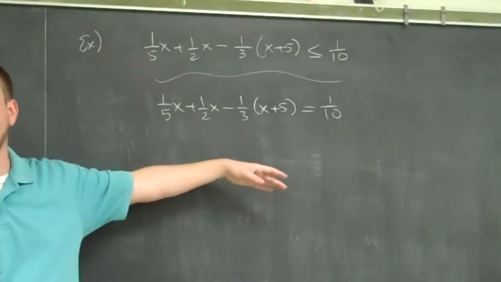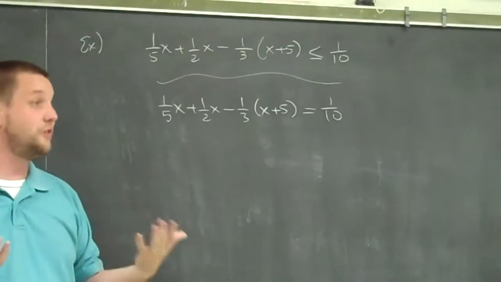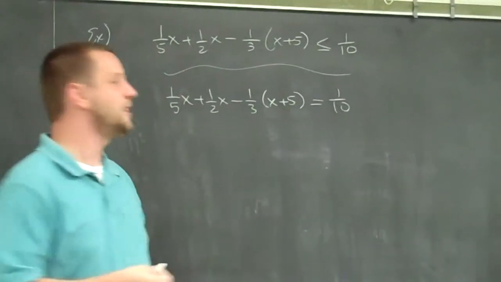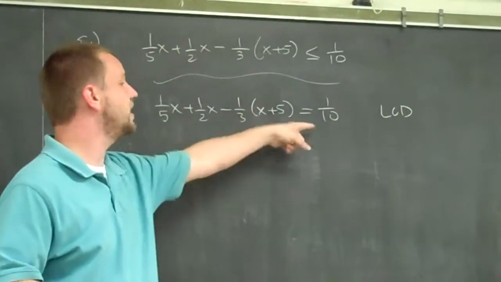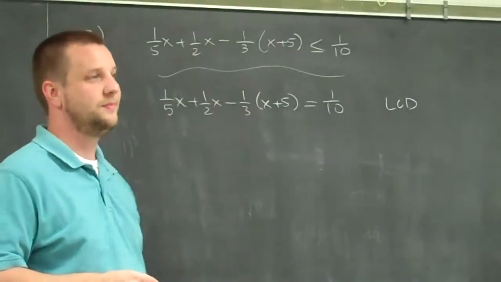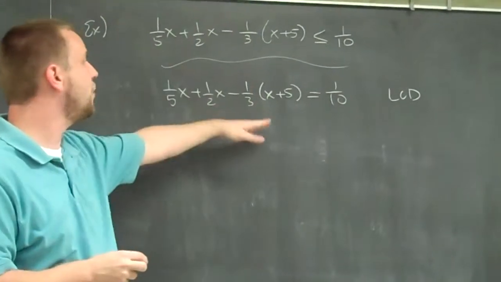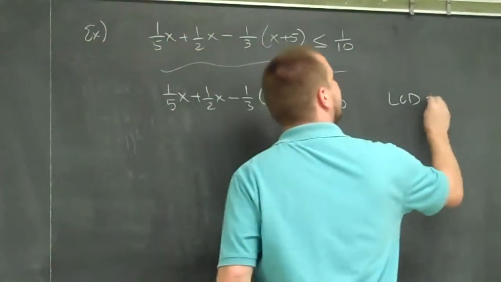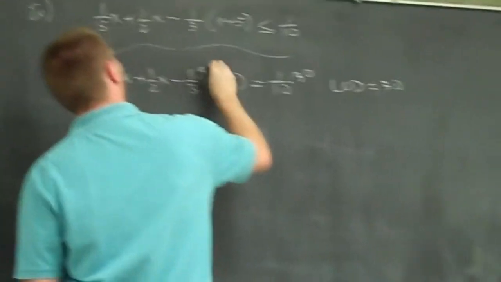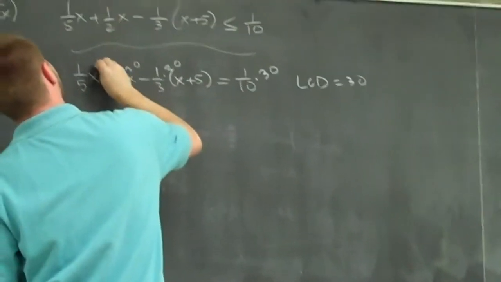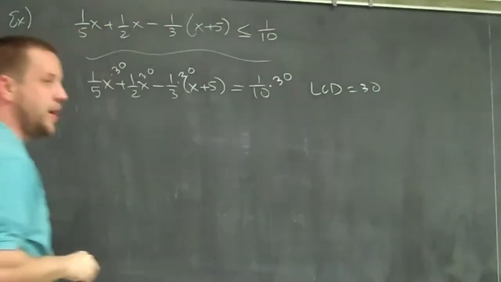We've got lots of fractions, and fractions are problematic, so let's clear fractions, right? So what's my lowest common denominator? I need something that 5, 2, 3, and 10 will go into. 30. Everything's going to go into 30, right? So I'm going to go through and multiply by 30, multiply by 30, multiply by 30, and multiply by 30. I've got to multiply 4 things by 30.